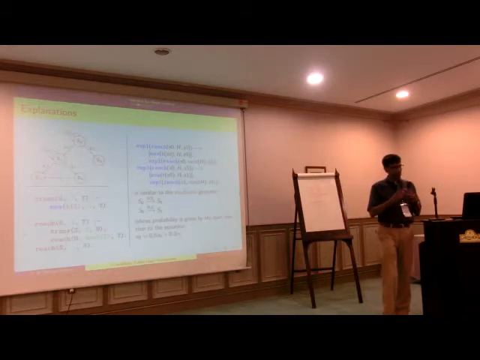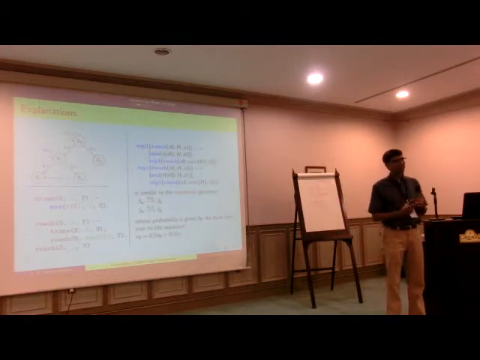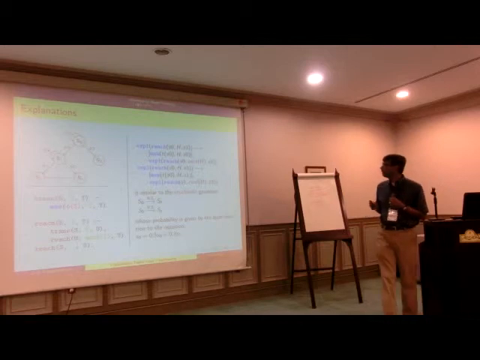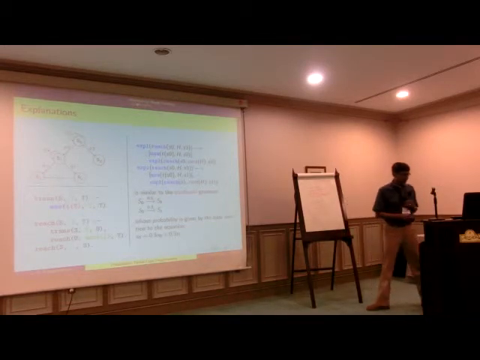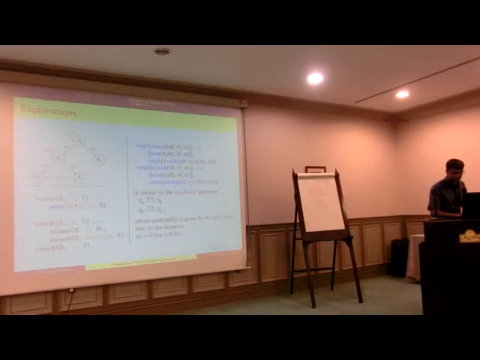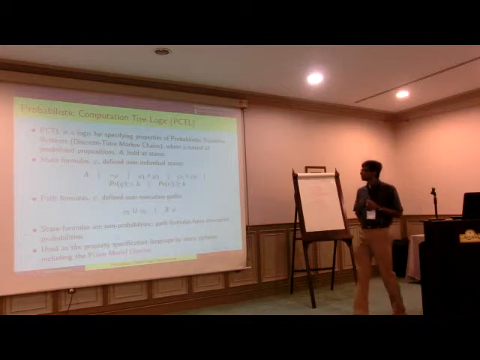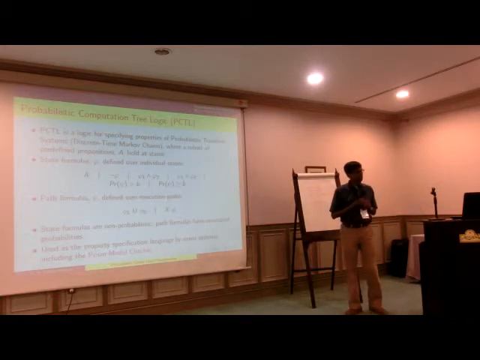So the idea is to take explanations, represent them symbolically using some kind of grammar form, and then generate equations from them and solve them. So that was the work in PIP, and now we can actually model check CTL. Now we can actually model check probabilistic CTL.